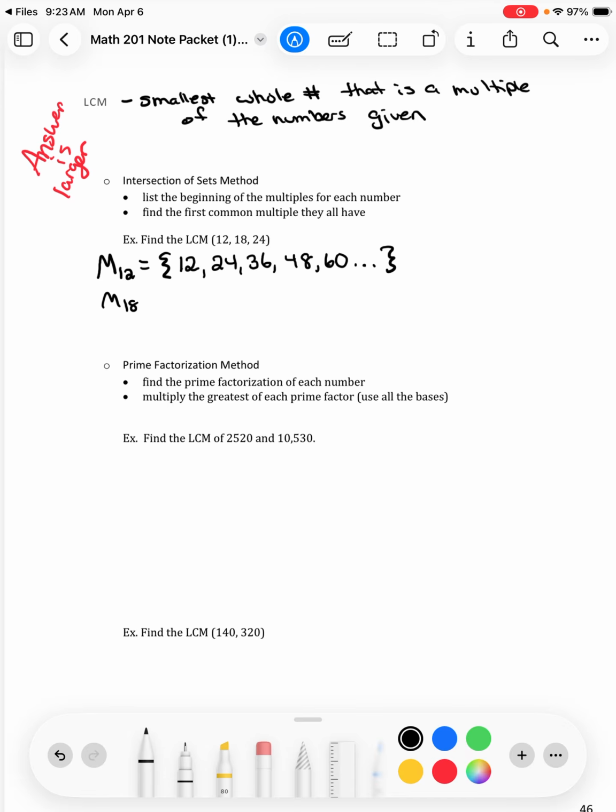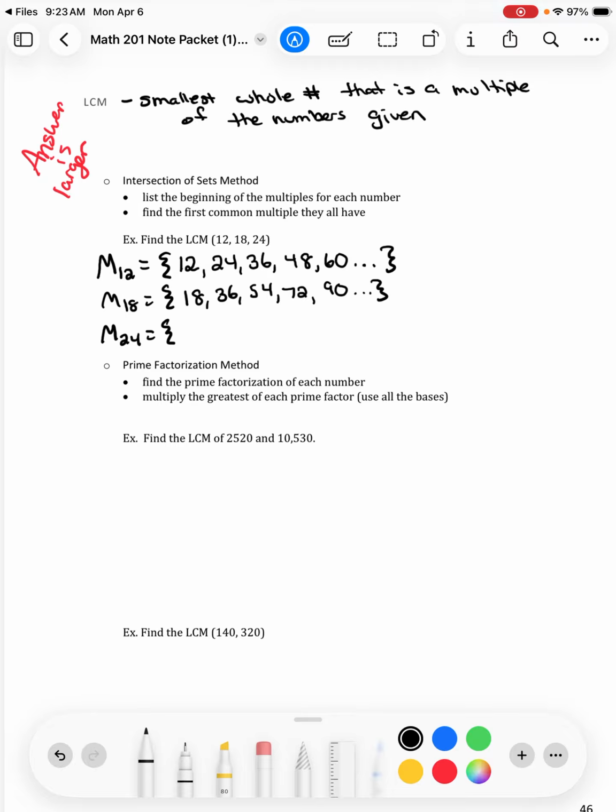Now I'm going to do the multiples of 18. 18 times 1, 18 times 2, 18 times 3, 18 times 4, and 18 times 5. Well, I can already see that I might need to go up further because I got all the way up to 90 when I did the multiples of 18, but we'll see. I might go back. Maybe I won't. We'll check in just a second.